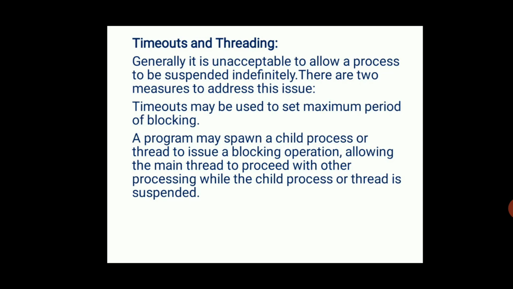The second technique is that a program may spawn a child process or thread to issue a blocking operation, allowing the main thread to proceed with other processing while the child process or thread is suspended. The main process will create a child process and continue with execution, while the child is given the blocking operation and will be blocked. So these are the two measures to avoid indefinite blocking: one is timeout, the other is a thread or child process.